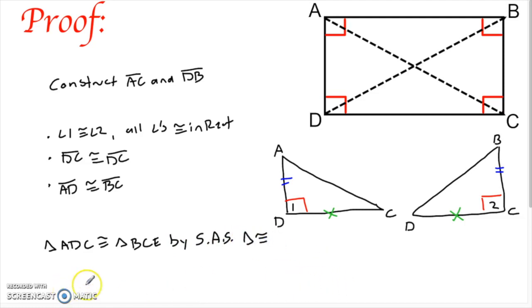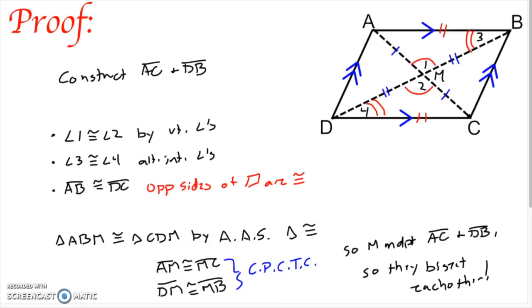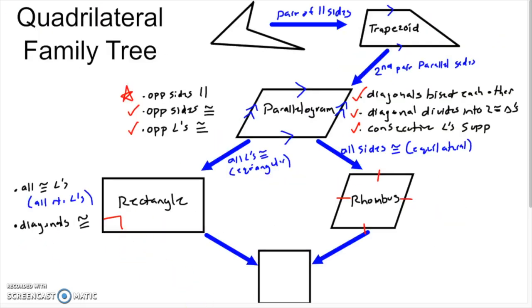So what does that allow me to say? Well, since AC and DB are parts of those triangles, corresponding parts, I should say, that means that AC and DB are congruent by corresponding parts of congruent triangles. So there you go. We have the diagonals of the rectangle are congruent, and going back to our quadrilateral family tree here, we can go ahead and check that one off as being proven.